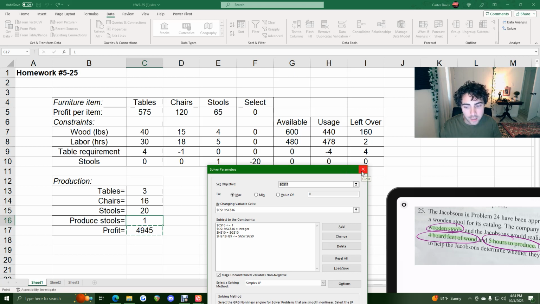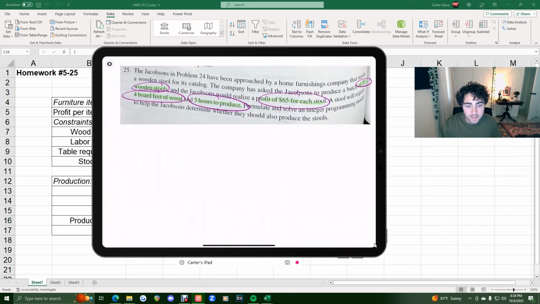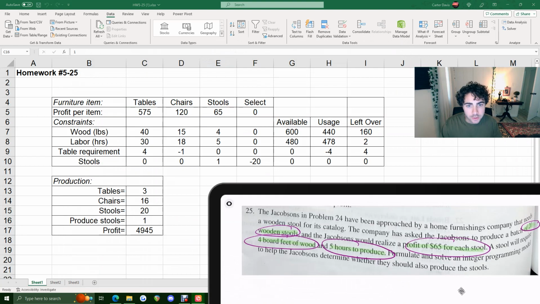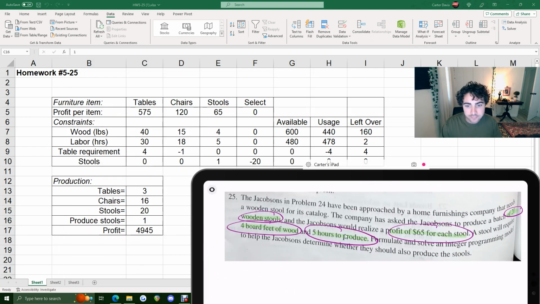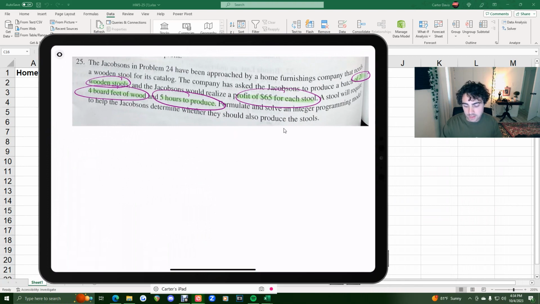I don't think I can honestly fully explain it, but the slight difference that I can tell you is they've made all three of these, tables, chairs, and stools, the changing variable cells, as opposed to where I just made the tables and chairs the changing variable cells. I'm just going to say my way was much easier to understand. I can't even fully understand this, but that's about all I know about this. I hope that helps. All right.